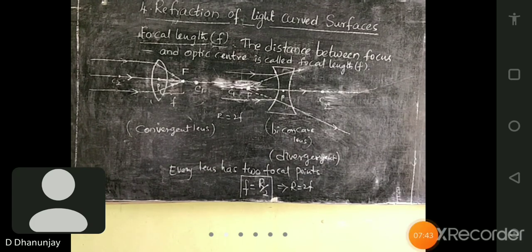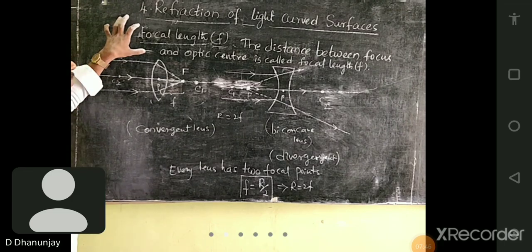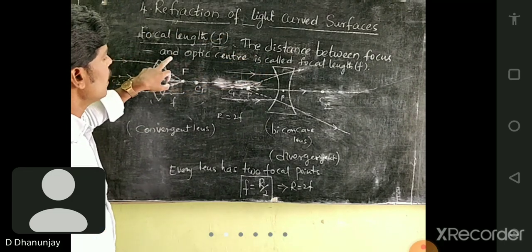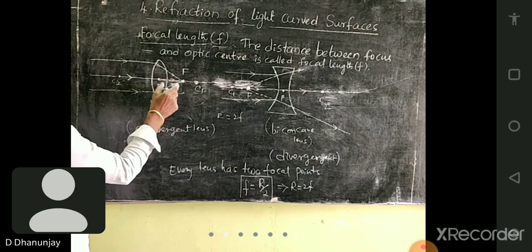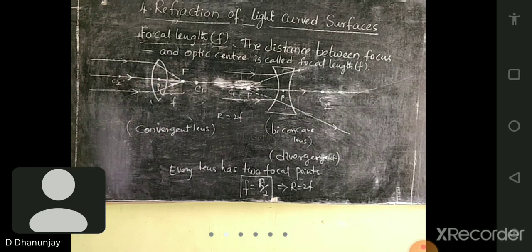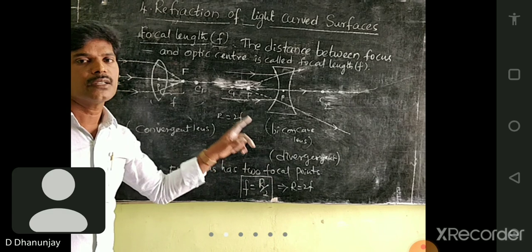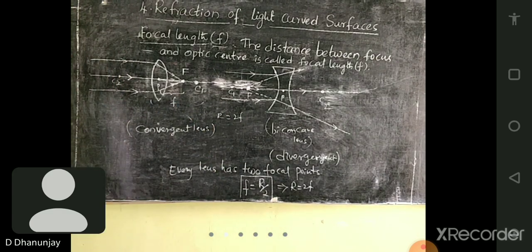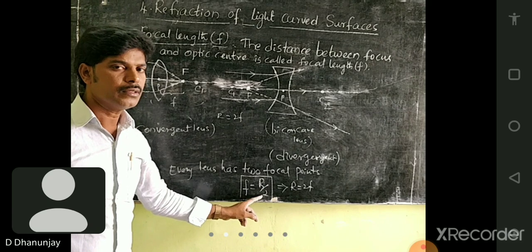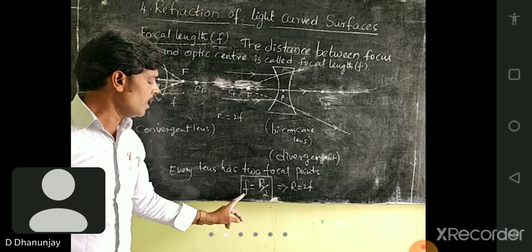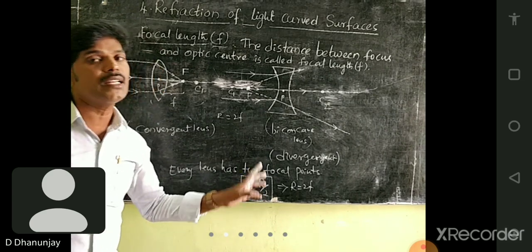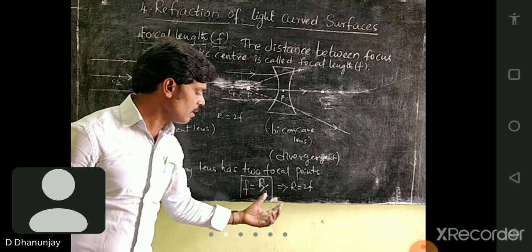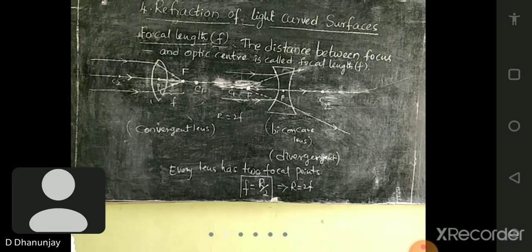And the final point here, an important one also, is focal length, small f. The distance between the focus and optic center is called focal length. In the left side diagram we have the distance between P and F, and the right side also. So every lens has 2 focal points. What is the relation between f and R? Small f equal to R by 2, R equal to 2f. So half of the radius of curvature is the focal length.